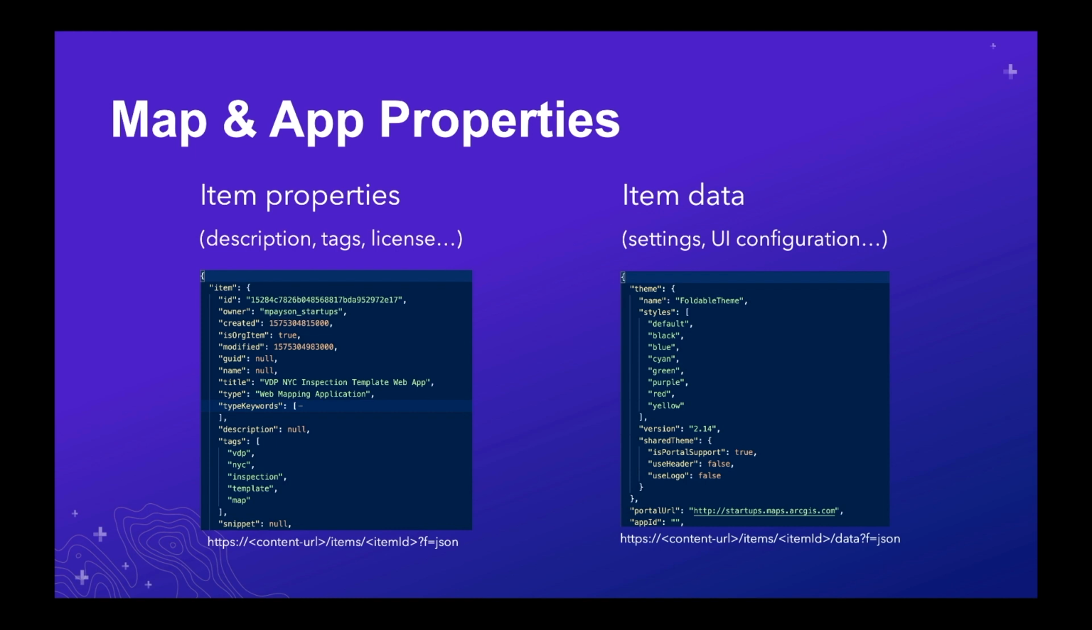So for a web map, when Thomas showed that JSON spec, that's stored in the item data. Same thing for the web scene. And then for configurable apps like dashboards, the theme and configuration of that dashboard is actually stored in item data as well. So these properties are there, and they're kind of interesting to explore and understand and helpful when you want to replicate behaviors across maps and apps.